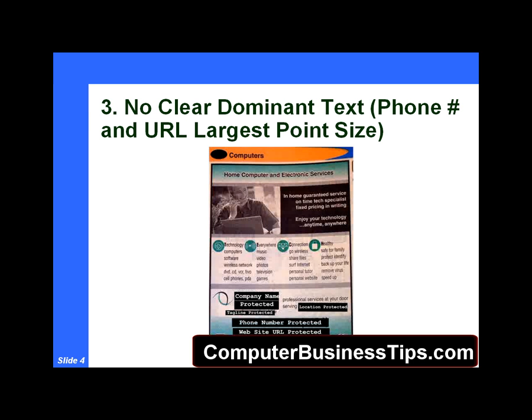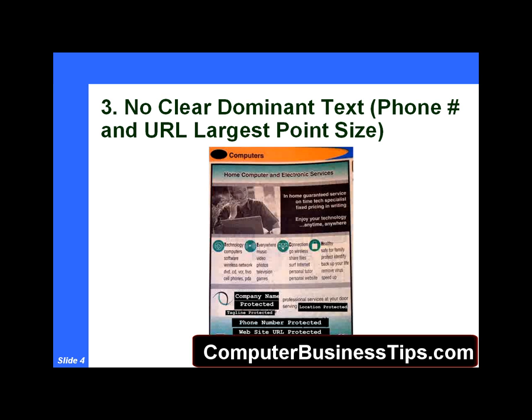Another problem that we see is that there's no clear dominant text in the ad. Nothing really jumps out. The phone number and the URL that are scratched out at the bottom here ended up having the largest point size of text of anything in this ad, but that's kind of a mistake too. Sure, it's great for the phone number to be large so it jumps out at people when they're looking in this kind of competitive situation.